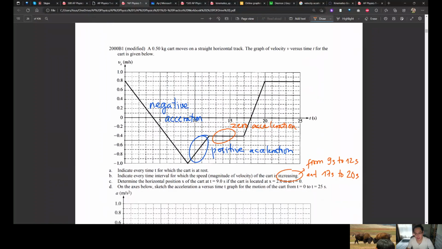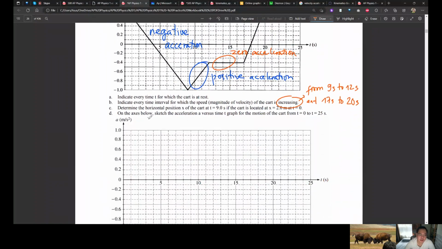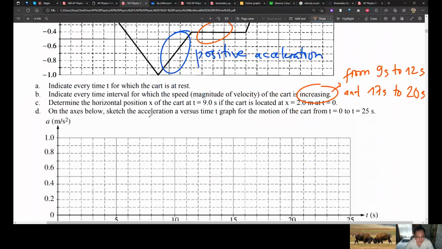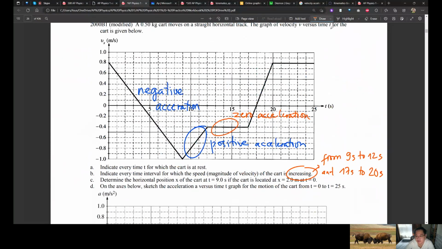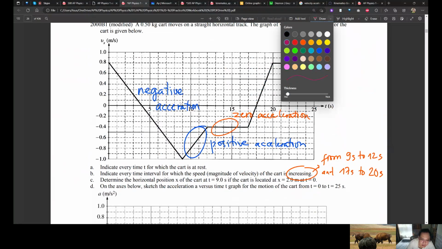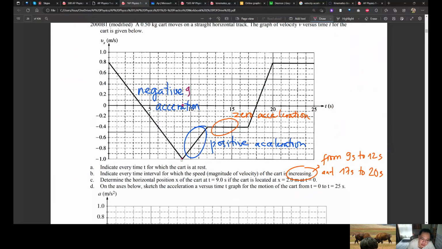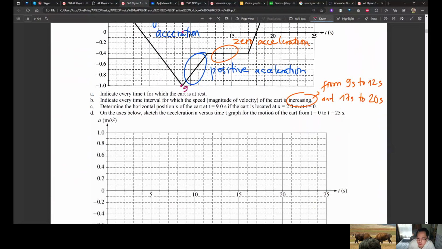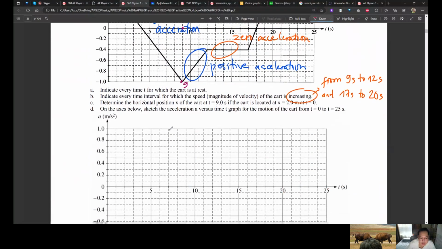Yes. Question C, determine the horizontal position x of the cart at 9 seconds, if the cart is located at 2 meters at time zero. 9 seconds is here, at the end of the first part. So to find that position, initially at x equal 2, you need to calculate the distance it moved during the first 9 seconds. Okay? Yes. The question C.